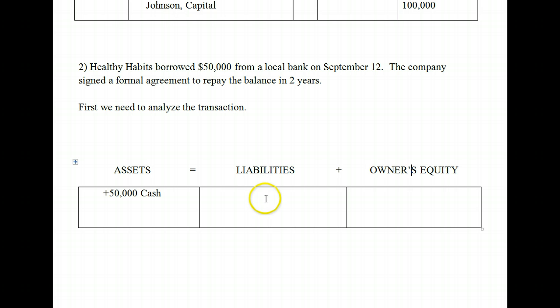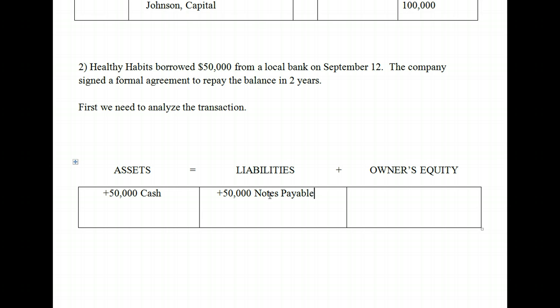Well, in this case, our owner did not contribute anything. We actually borrowed funds, so that means we owe money. So that means our debt, our liability, is going to go up for our company. And since this is a formal agreement, remember we said when we owe money, that's considered a payable. And since this is a formal agreement, it would be a notes payable. Okay, so notice assets are going up, liabilities are going up.